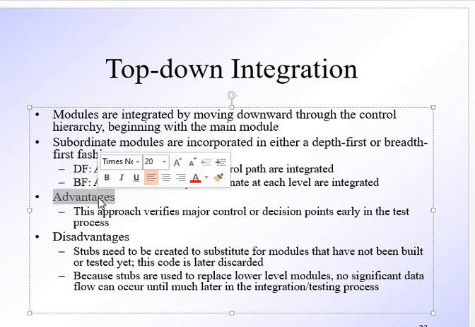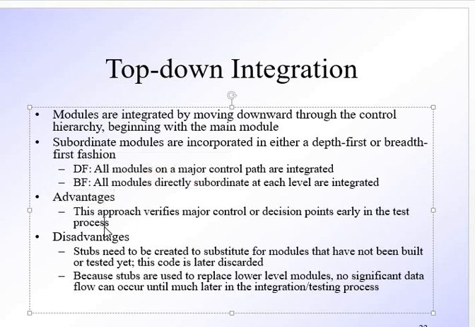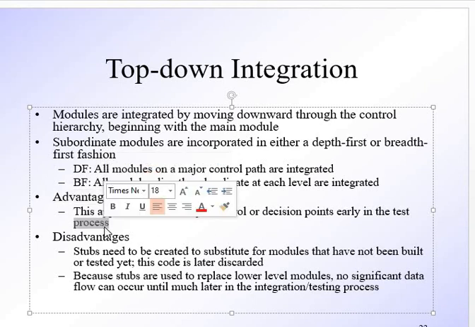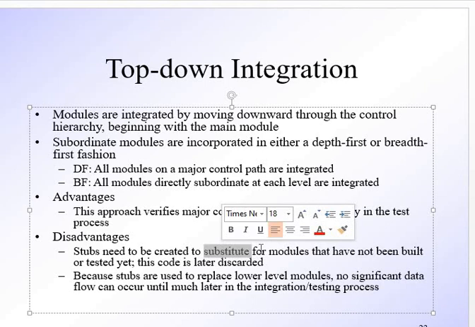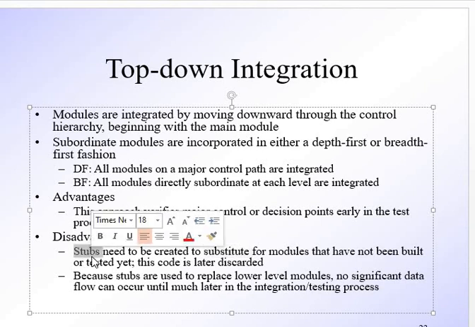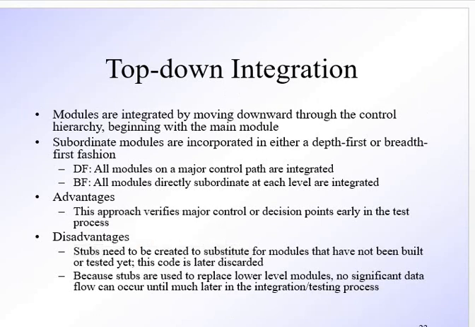The advantage of this approach is that it verifies major control or decision points early in the test process. If any bug comes up in the main component, there is no need to test the further components. Disadvantages: stubs need to be created to substitute for the subordinates. As we studied in unit testing, stubs are called in place of the subordinate, so we have to create the stubs and deal with this stub program.